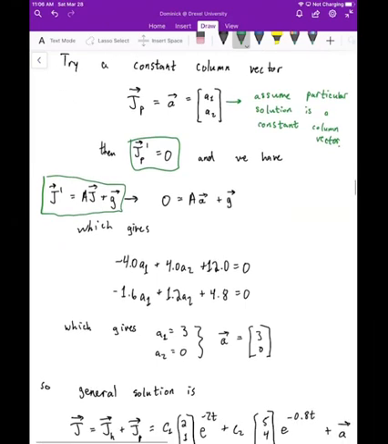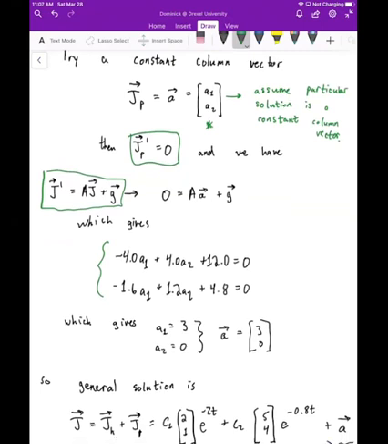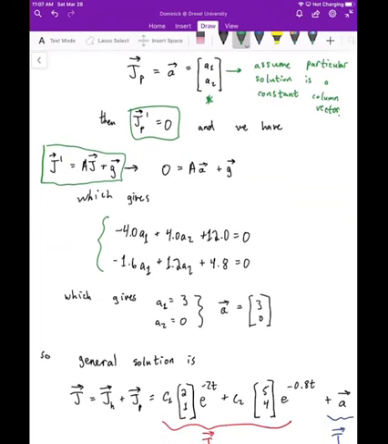Now, if you write this out in system form, this is just taking the coefficient matrix A and multiplying it by this a1, a2 vector and adding it to G. We know that that has to equal 0. Now, of course, this is going to allow you to solve for a because you have 2 equations and 2 unknowns. And if you do that, you'll find that your a vector would have to be 3, 0.